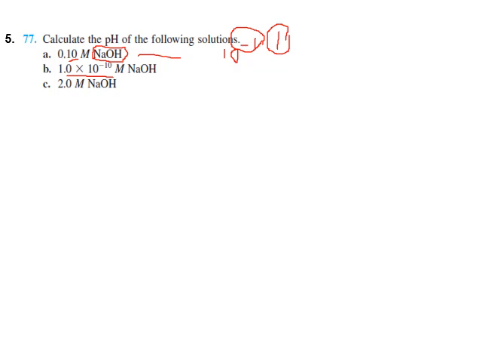What is the concentration that's already present? 10 to the minus 7th, which means the pH is going to be 7, the pOH is going to be 7, so the pH would be 7 for part B.